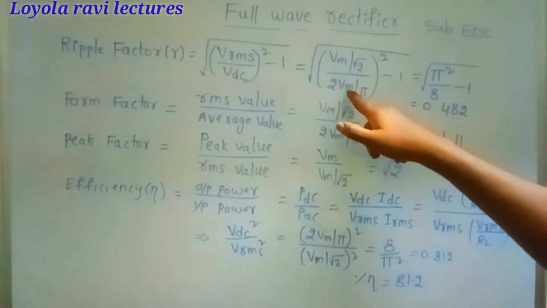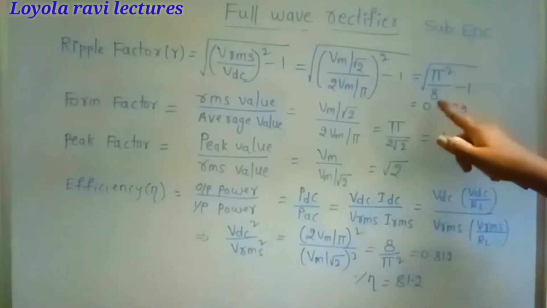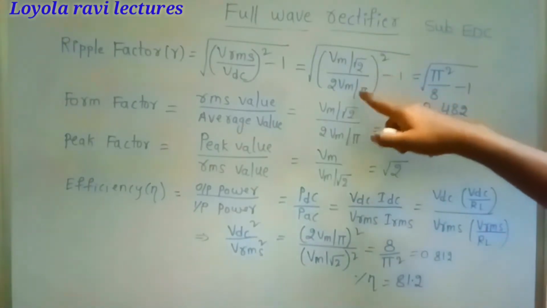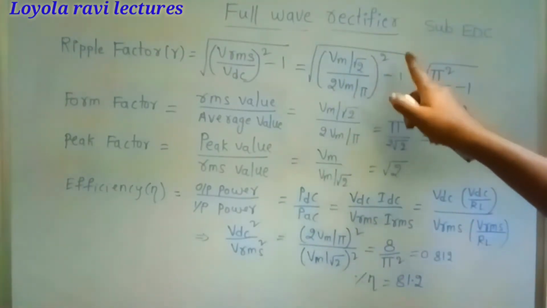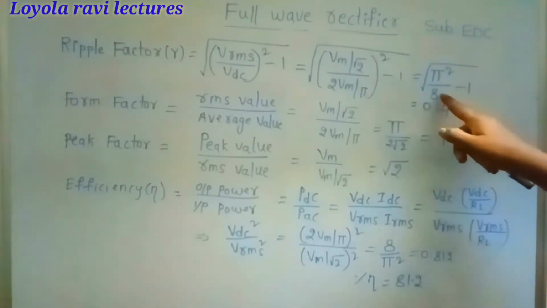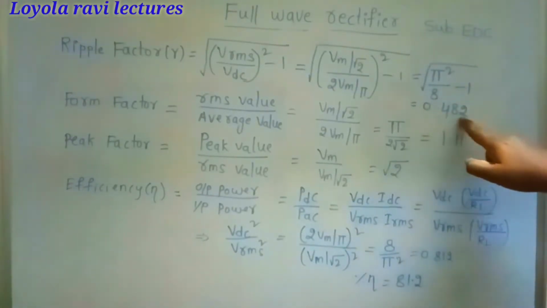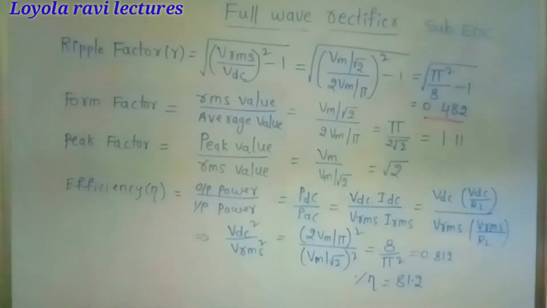Then Vm square gets cancelled. You'll get square root of pi square, with pi going to the numerator. Pi square by 2 square is 4, and root 2 square is nothing but 2, so 4 into 2 is 8. Square root of pi square by 8 minus 1. Then you'll get a ripple factor of 0.482. This is the 0.482 ripple factor.